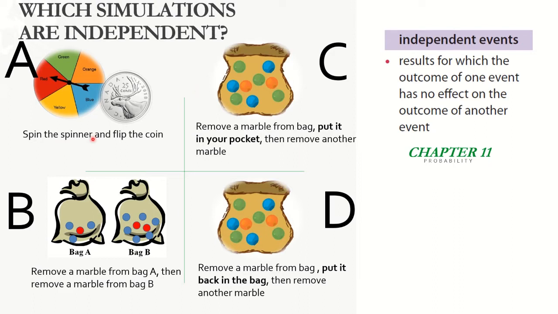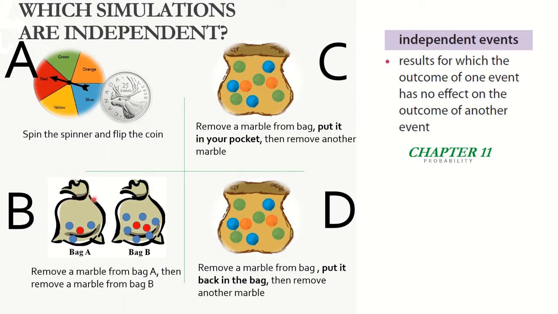All right, so A here. We're going to do two things in this probability experiment, this simulation. We're going to spin this spinner and we're going to flip the quarter. Does spinning the spinner have any impact on whether you get a head or a tail on the quarter? If they have no impact on each other, they're independent. If they do impact each other, they're not independent.